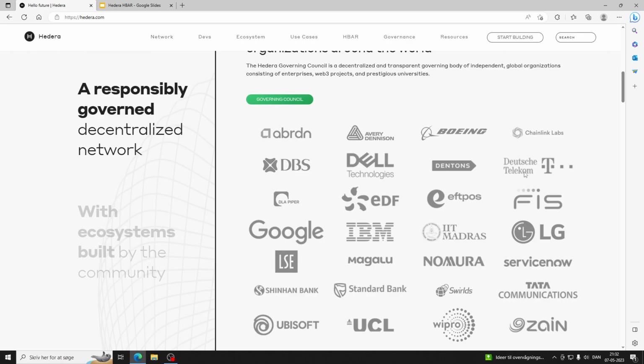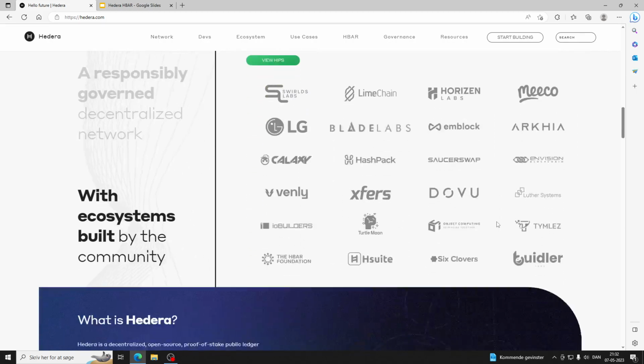The Hedera Governing Council is an elected group of leading global organizations supporting and working on the network. And I mean, look at some of the names we have here. We have Google, IBM, Deutsche Telekom, Ubisoft, and LG, and the list just goes on.